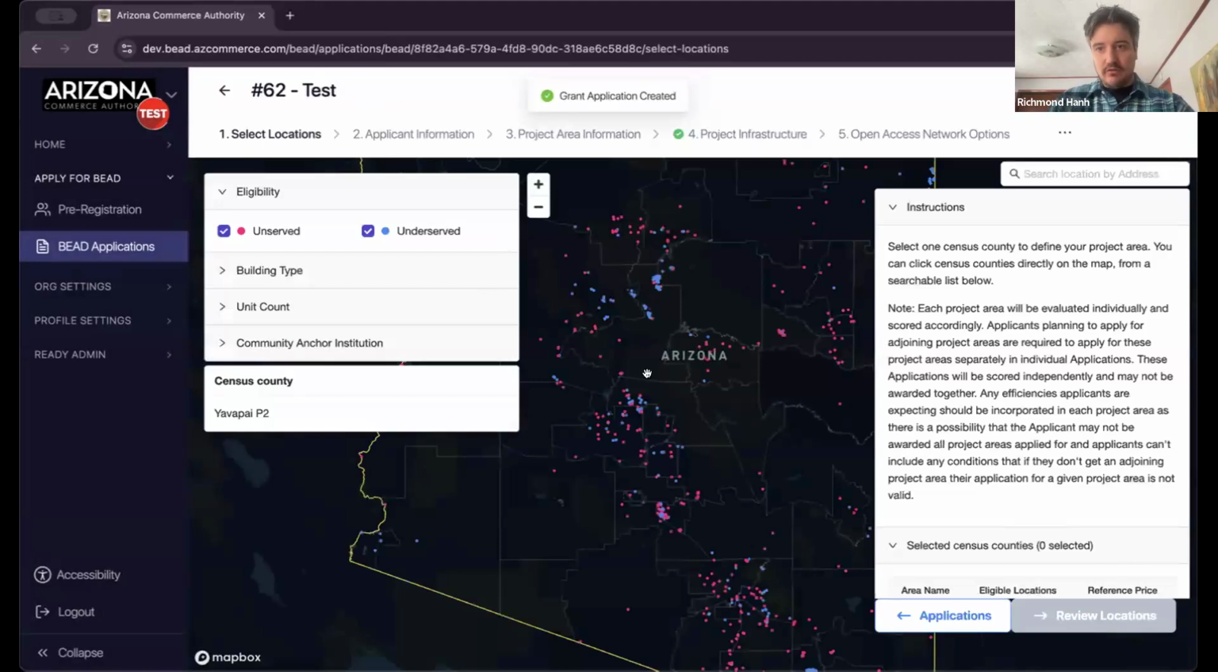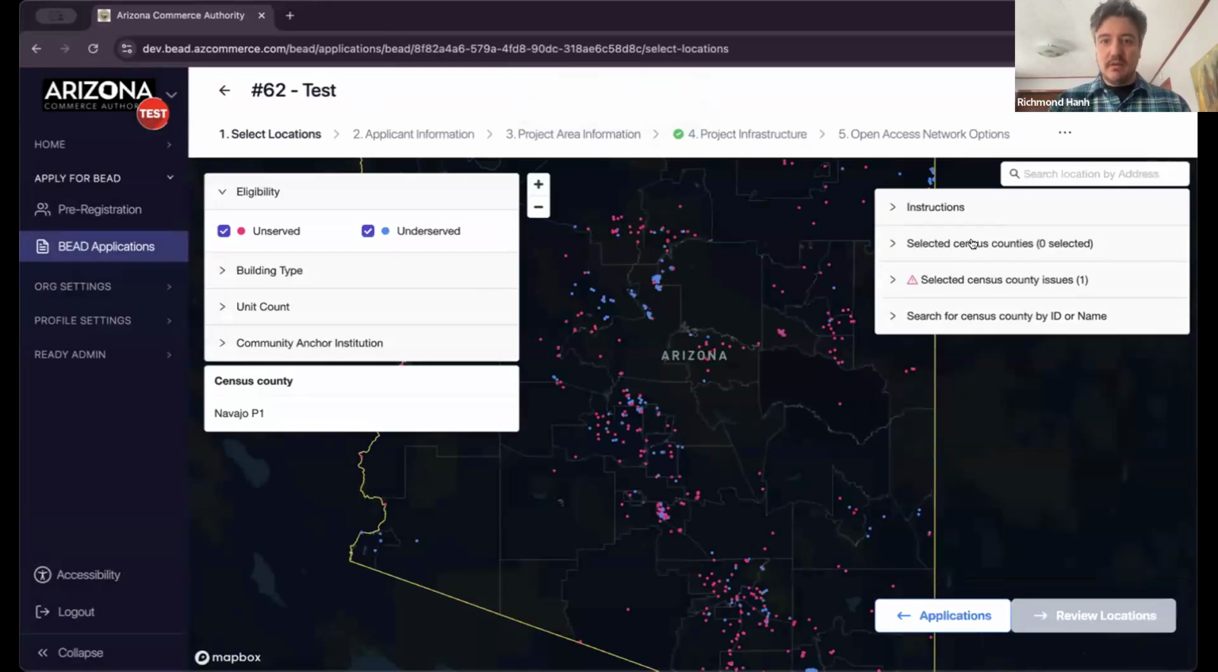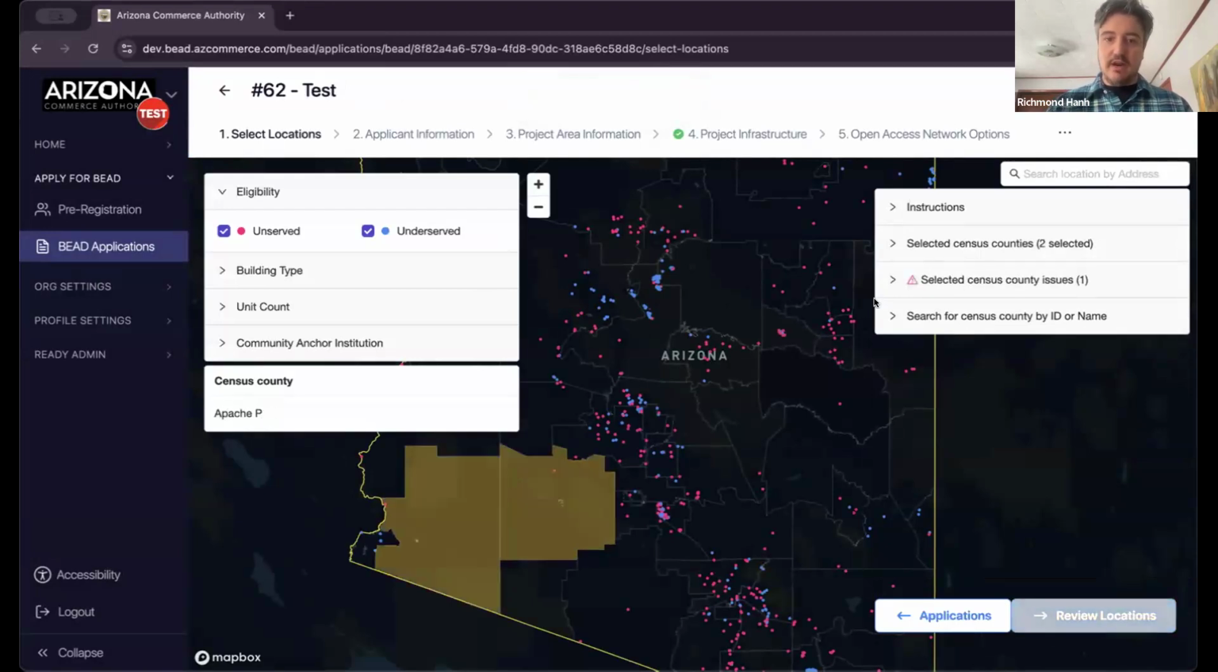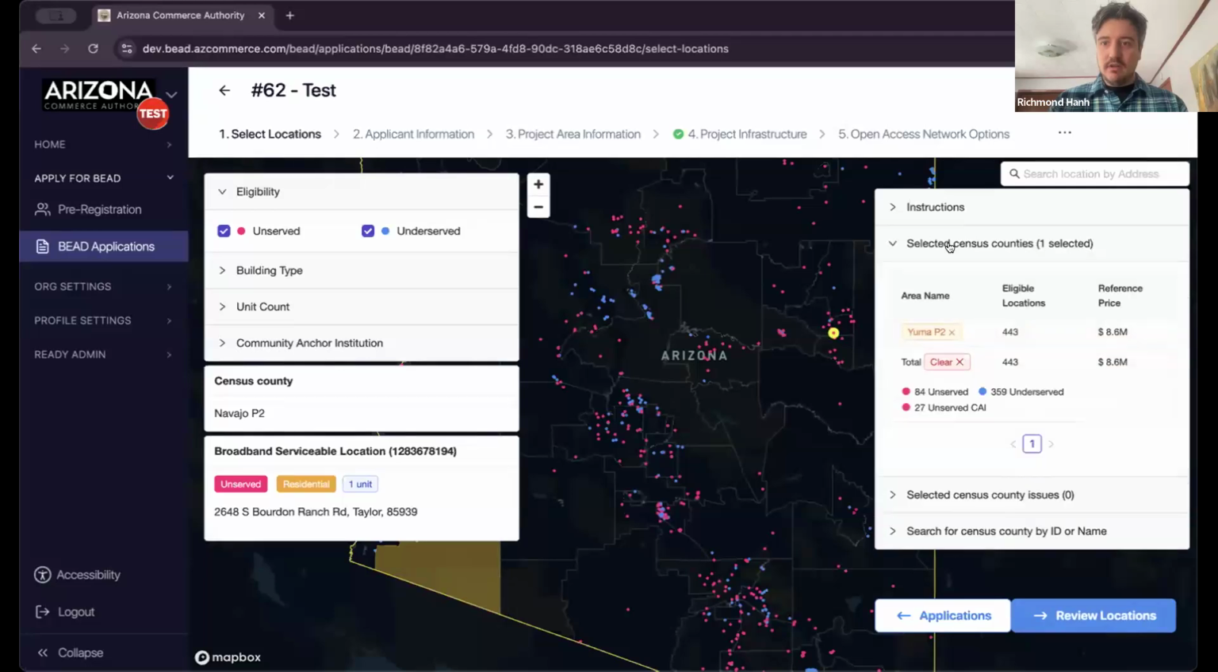The first thing you'll see is you're dropped into this map area. You can select a project area, one per application, as has been prescribed. If you select two, you'll receive an error and not be able to move on. Once you have selected one, you'll be able to see this will say selected project areas. This is a test instance. You'll be able to see the eligible locations, the breakdown, and also the reference price for that project area. So that can help guide how you would like to put together your application.